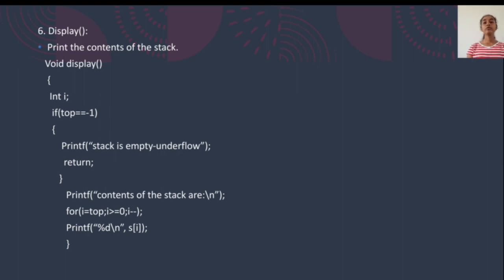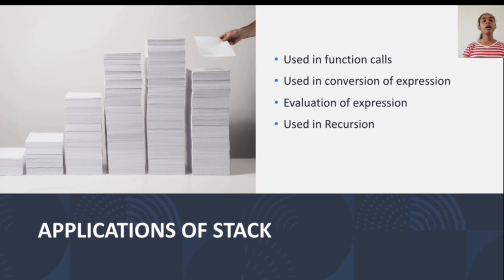Here I am using a for loop, that is for i equals top, i greater than or equal to 0, i minus minus, and I am also using printf %d s of i. This loops through the stack from top to bottom, printing each element on a new line. So this is about the implementation of stacks, and the next is applications of stack.